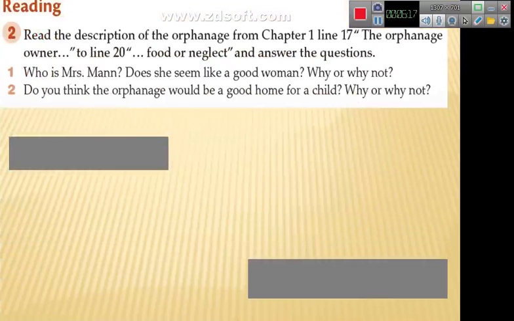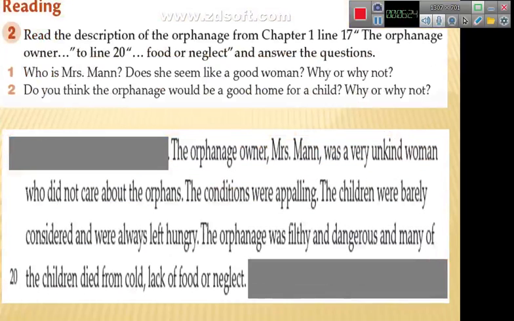Read the description of the orphanage from chapter 1, line 17. It's okay. Let's read. Try to read. Number 1. Who is Mrs. Mann? Does she seem like a good woman? Why or why not? Question number 2. Do you think the orphanage would be a good home for a child? Why or why not? Try to read. Take your time.